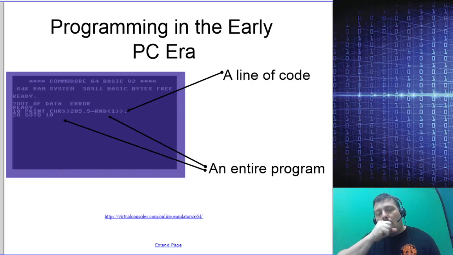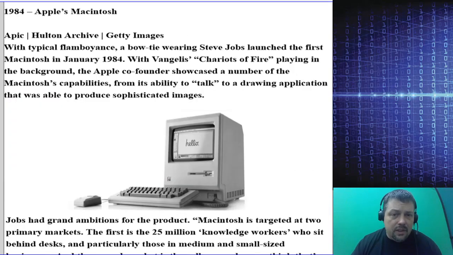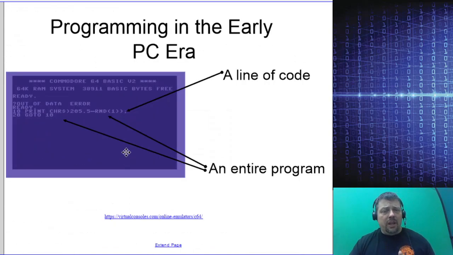And a line of code is just one of the single lines. The entire program is all the lines together, which in this case is only two, but some BASIC programs were thousands of lines. We were really inhibited back then by memory, though, so you couldn't even come close to what we can do today. 64K of memory. That's ludicrous by today's standards. We have millions of times that amount in modern computers.